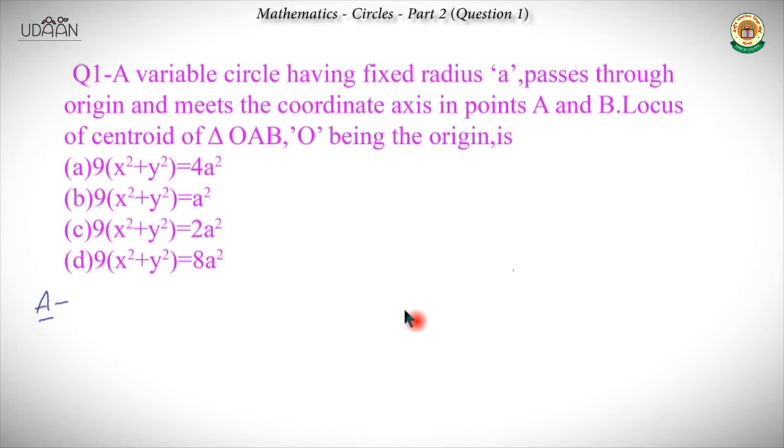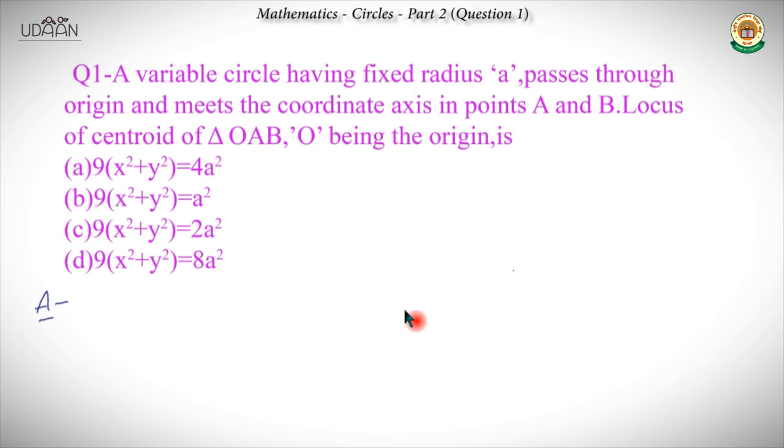Alright, so we are going to start with the chapter circles from coordinate geometry, and we have question 1 over here, which says: a variable circle having fixed radius a passes through the origin and meets the coordinate axes in points A and B. The locus of the centroid of triangle OAB, O being the origin, is, and 4 equations are given, and we have to determine the correct option. Alright, so how should we start this question?